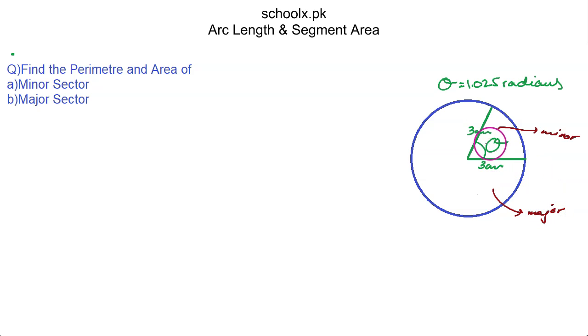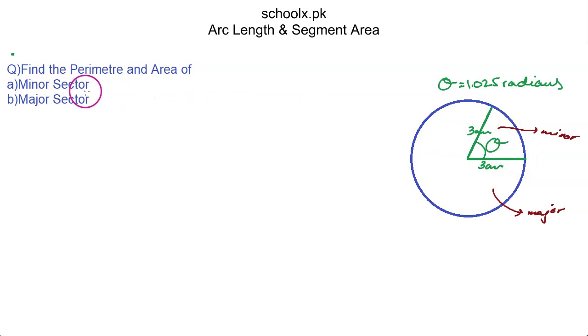Now theta must be at the center of the circle. If it is anywhere inside the circle but is not at the center of the circle, we cannot use the formula that I have just explained. The angle must be from the center of the circle, right? The segment must be from the center of the circle, okay?